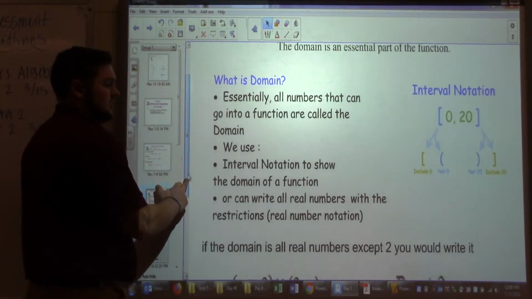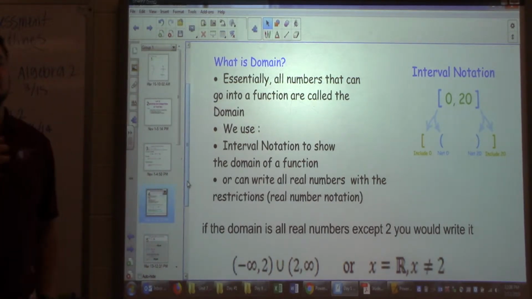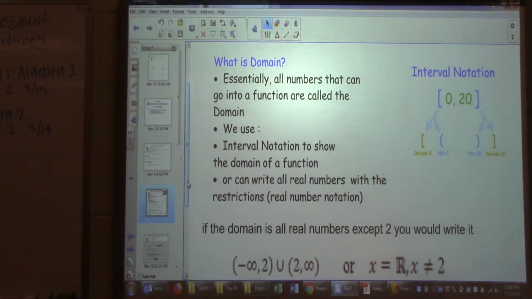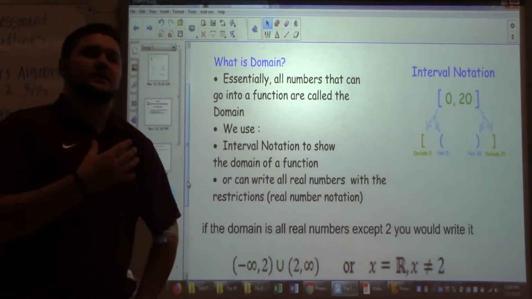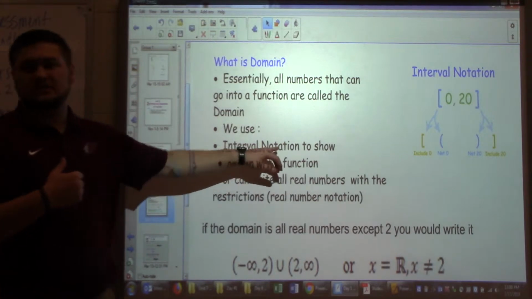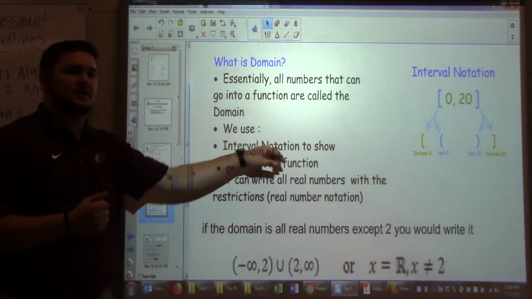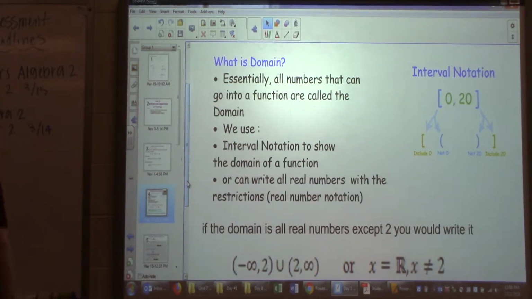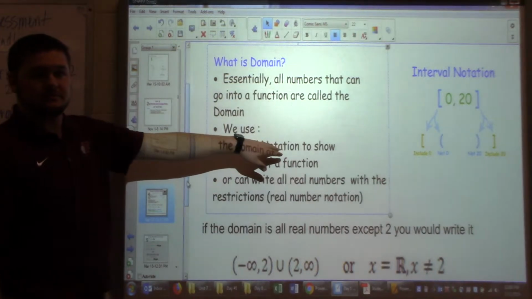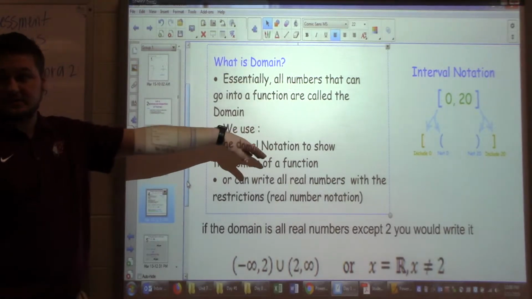We're going to use interval notation to show the domain of a function, but we're also going to use real number notation. I'm going to tell you right now, on the test next week, you will be required to use interval notation. Obviously, real number notation is a little bit easier, but you will be required to use interval notation. We do that because next year, if you're taking pre-calc or even an FST, you're going to use interval notation, and you need to know what it is. So, interval notation is the one you're going to have to use.